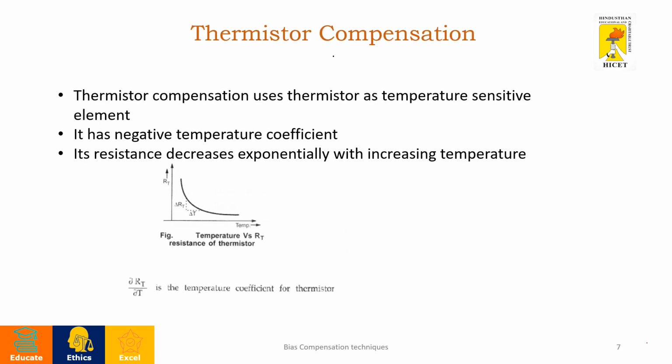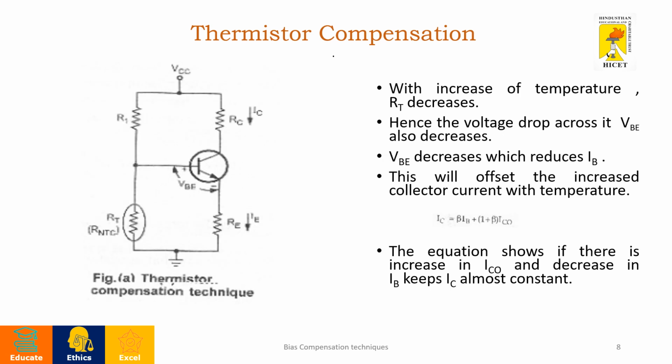Next is thermistor compensation. In thermistor compensation, a thermistor is used as a temperature sensitive element which has a negative temperature coefficient, which means that the resistance decreases exponentially with increasing temperature. Dou RT by dou T is the temperature coefficient for the thermistor. This is the circuit for thermistor compensation, where the thermistor is kept in this position. When the temperature increases, the resistance decreases, so the base emitter voltage also decreases.